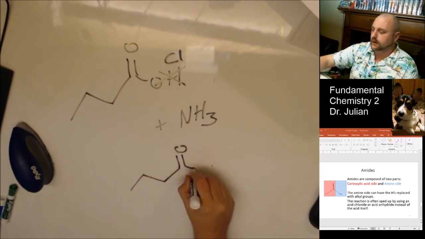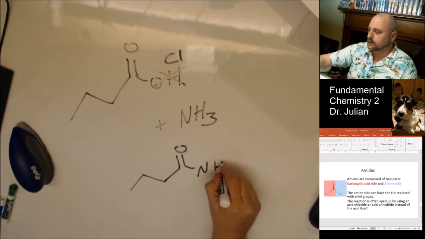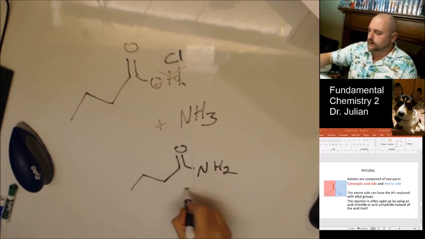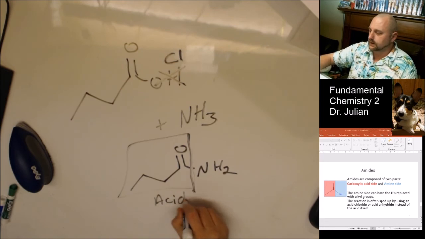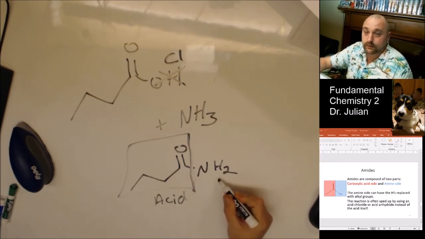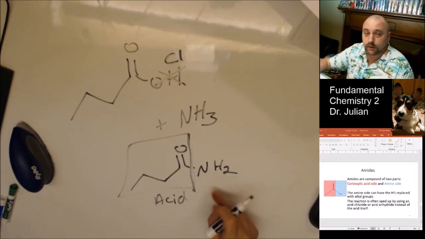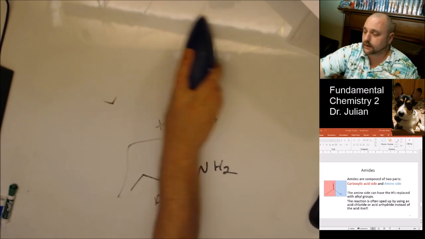And we'll get the same reaction. And so now we can see that this half here came from our acid, and this part came from our amine. All right, so when we name these, we have to keep up with which side's which. The carbonyl is your acid side.